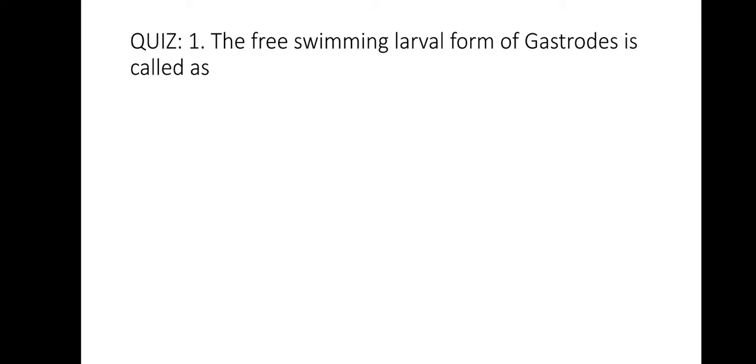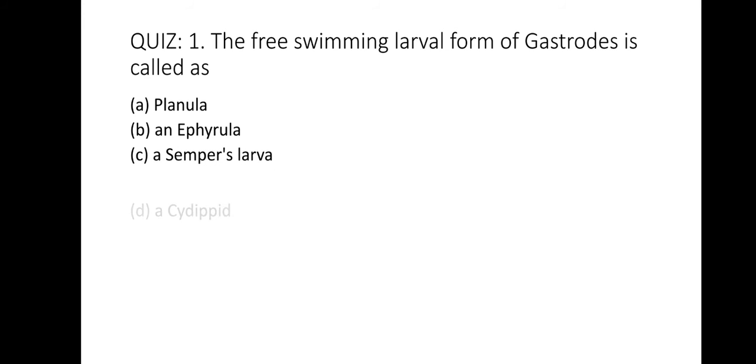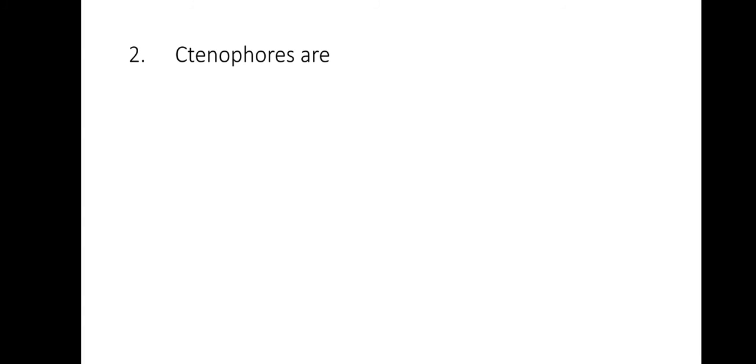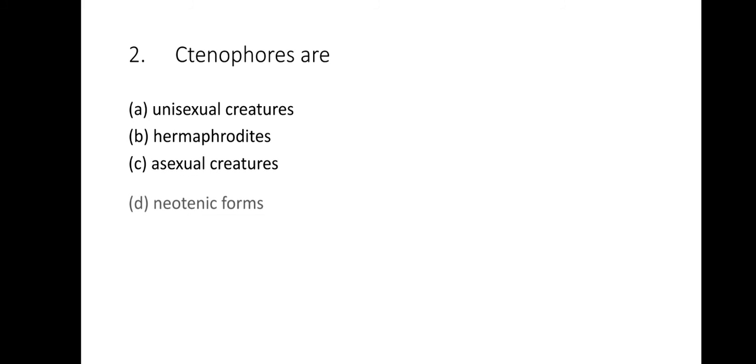Now let's see how much you have understood. The first question is, the free swimming larva form of gastrodes is called as. We have already discussed it in our discussion. Let's see what are the options that are given. Is it planula, ephyrula, Semper's larva, or Sidipet? And the right answer is planula, which is similar to the coelenterate larva. The next one is, ctenophores are unisexual creatures, hermaphrodites, asexual creatures, or neotenic forms. They are hermaphrodites.